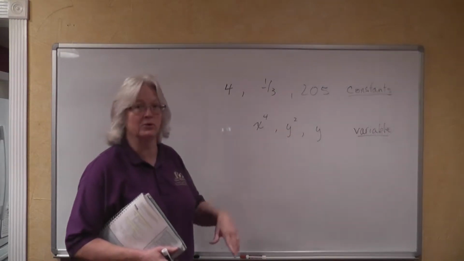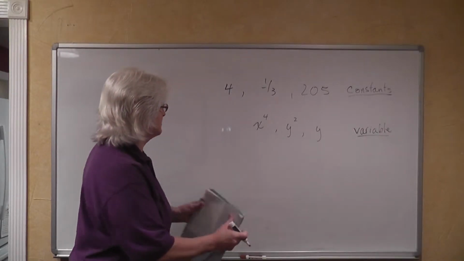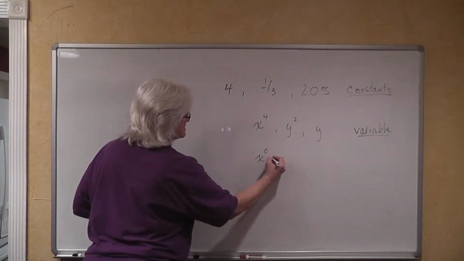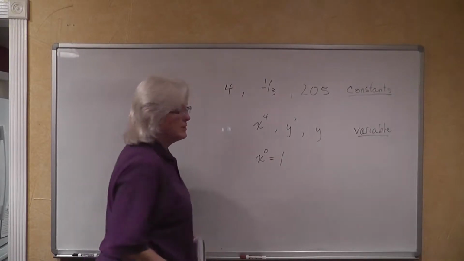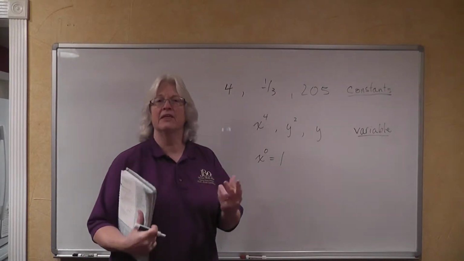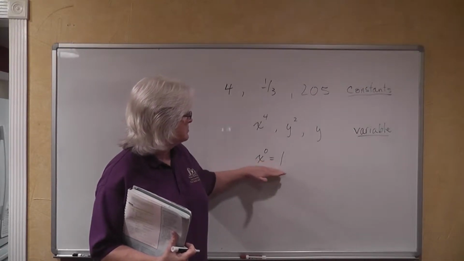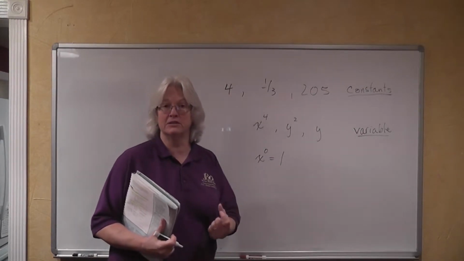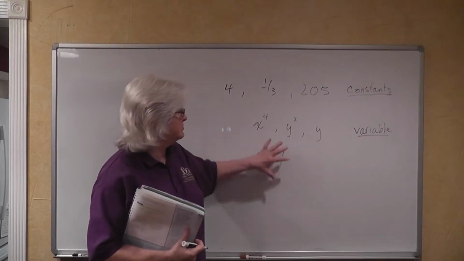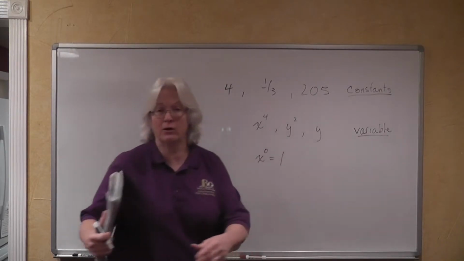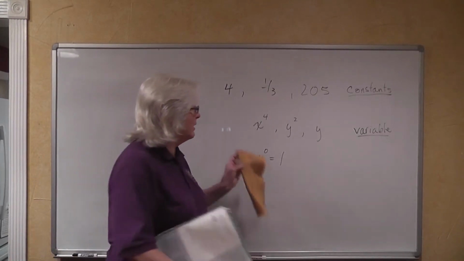So these are variables. You can also have an exponent of 0. You could have x to the 0 power, but we said that any expression that is raised to the 0 power is always equal to 1. So we don't tend to consider x to the 0, anything to the 0 power, as a variable. That can be written that way.